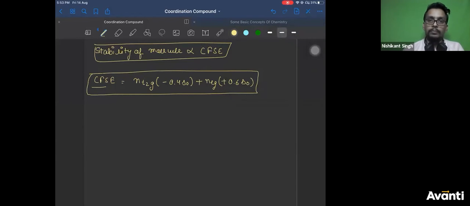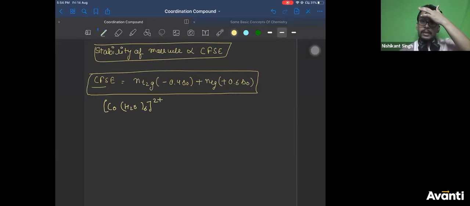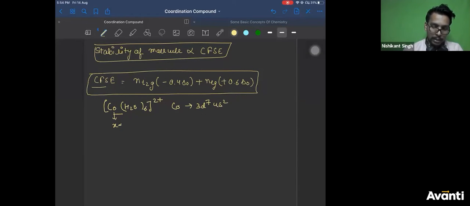Yes. Now, I'll give you an example. We have taken [Co(H2O)6]2+. This is our complex. Correct? If you write the cobalt electronic configuration, it is 3d7 4s2. Oxidation state of cobalt: x plus 6 into 0 equals +2. That comes out to be +2. Correct? Now, cobalt 2+ will be how much? It will be 3d, remove 2 electrons, it will become 3d7.